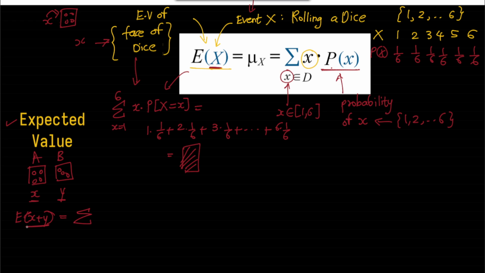So x plus y can take values from 2 to 12, because the least value that x can take is 1, the least value that y can take is 1, and 1 plus 1 will be 2, and the maximum value that they both can take is 6, hence the sum can be up to 12. And the probability for finding out for each of them can be computed using this formula.